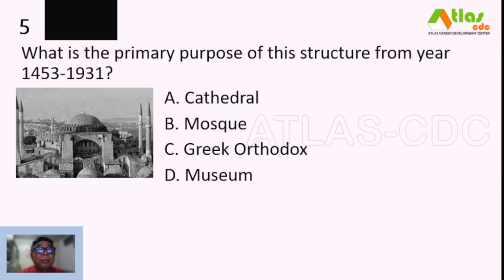And number 5, what is the primary purpose of this structure from year 1453 to 1931? A. Cathedral. B. Mosque. C. Greek Orthodox. And D. Museum.